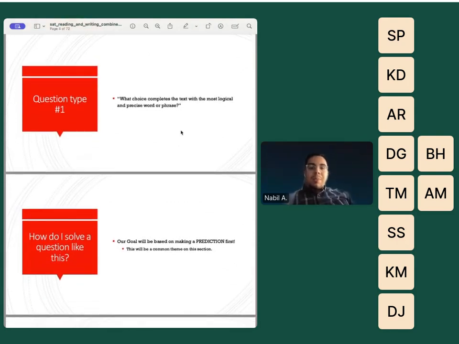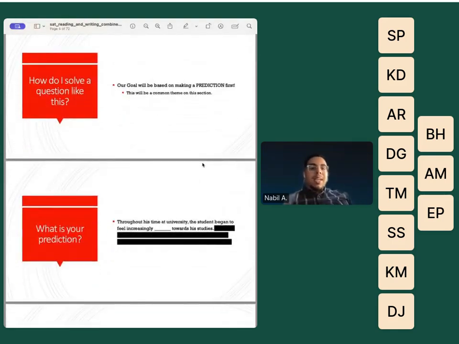With the first type, we get a question that goes along the lines of what choice completes the text with the most logical and precise word or phrase? With these types of questions, I like to reword these as logical word choice questions, and I'll go into some example problems to show you exactly what I'm talking about. Basically, the SAT wants you to read the passage and fill in the blank with the best word that you think will fit.